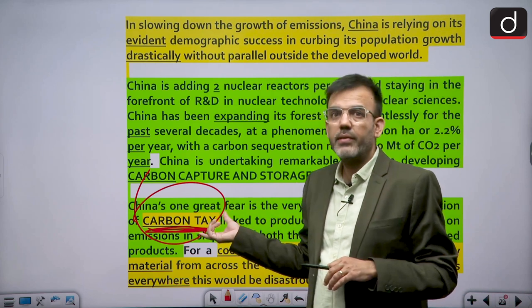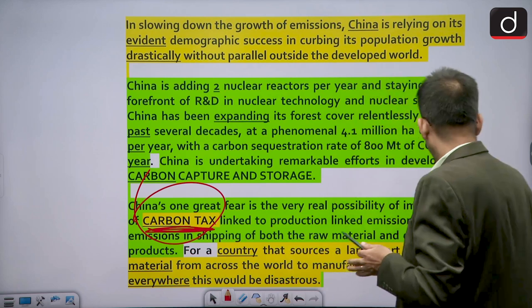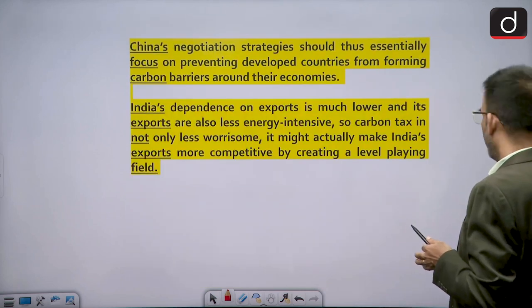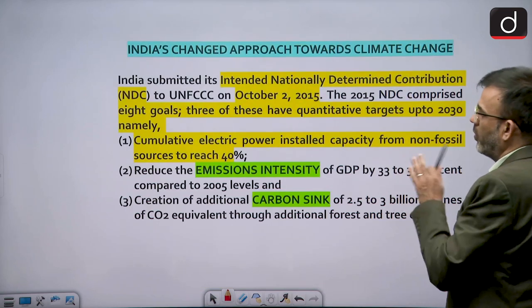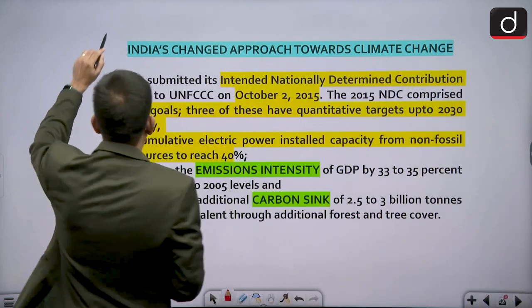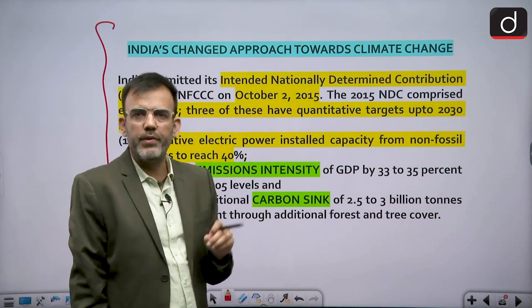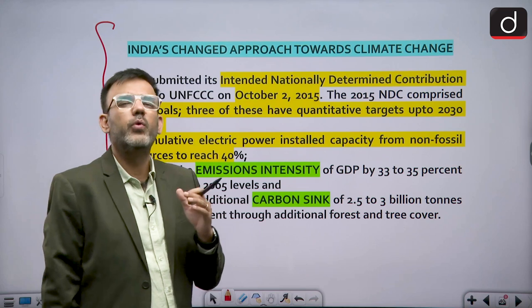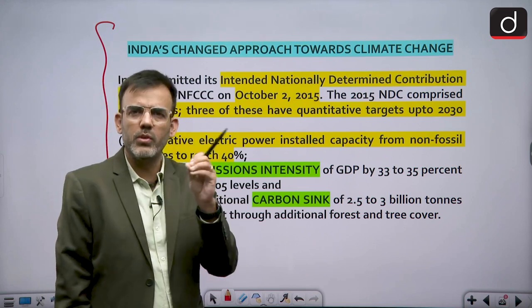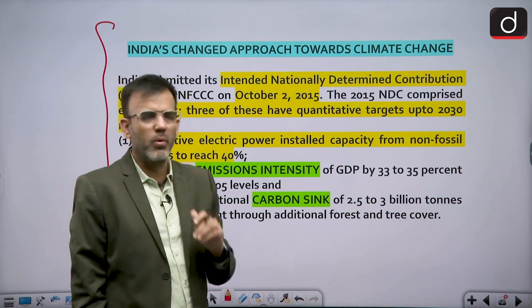Seeing the carbon tax, China takes a complete U-turn and changes its policy, and that finally forced India also to change our policy. Now the main emphasis of this question was on what the changes are, because the geopolitics and the reasons behind the changes only contribute in a small way.